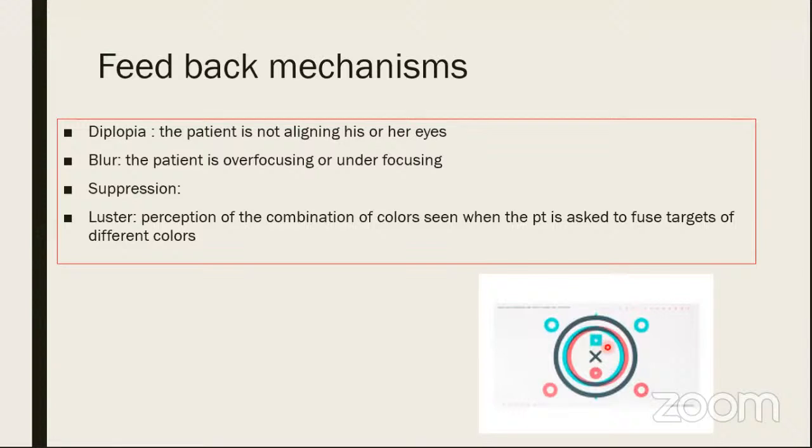What is the color that the patient is seeing? Either the patient is seeing red only or green only. We will ask the patient what they are seeing, and on the basis of their response, we can get an idea of what their visual system is doing. Okay, so luster is also one of the feedback mechanisms. It is a perception of a combination of colors. For example, as I discussed in the sensory evaluation part, a simple red lens placed over one eye and the transil torch. If the patient has good fusion, the target will appear pink, or different color combinations can be seen. So it is also one of the feedback mechanisms.